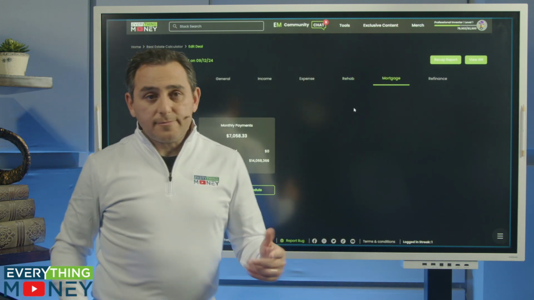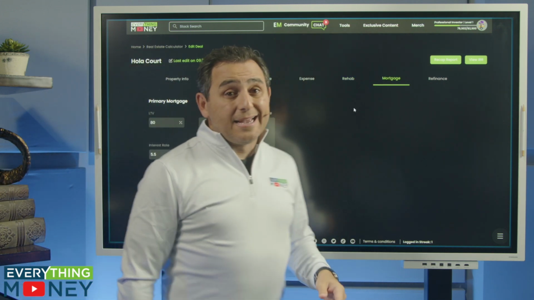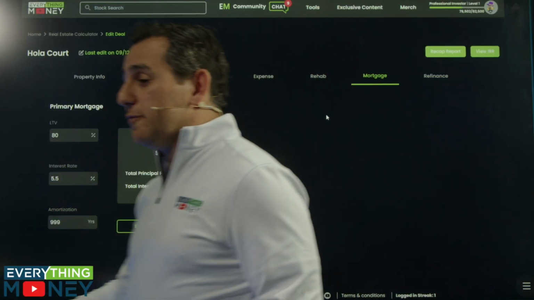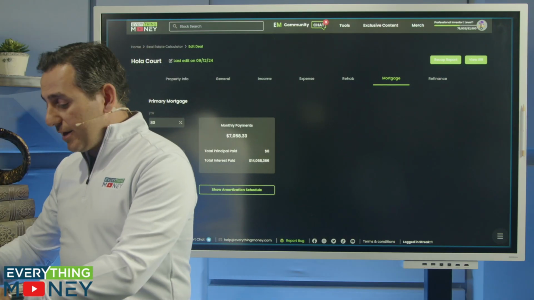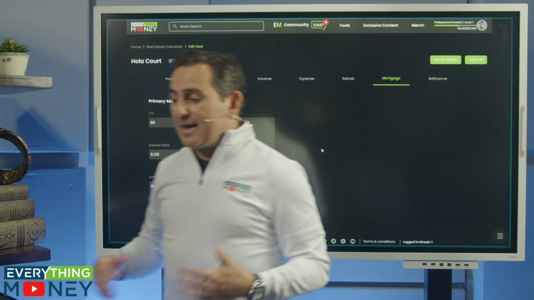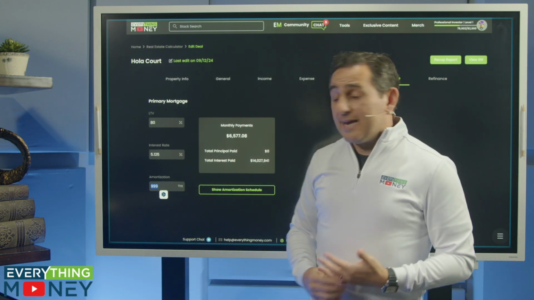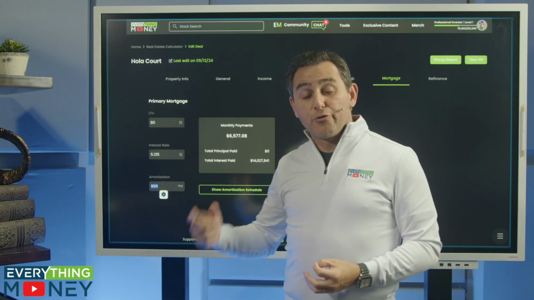Mortgage. I got 80% loan to value. And guys, I actually got 5.125% interest. Now you might be wondering, how the hell did he get that? Well, I get preferential rates from my bank, and it's a 15-year lock on a 30-year amortization.